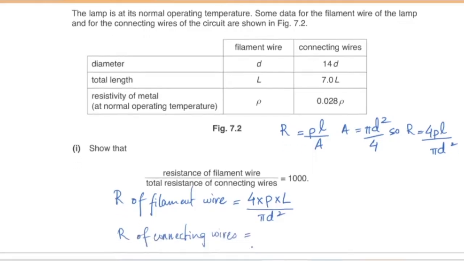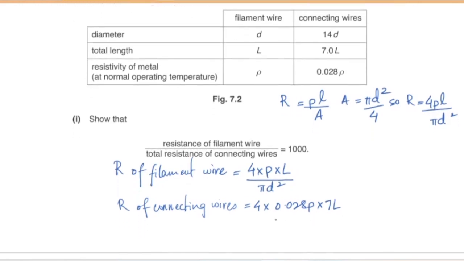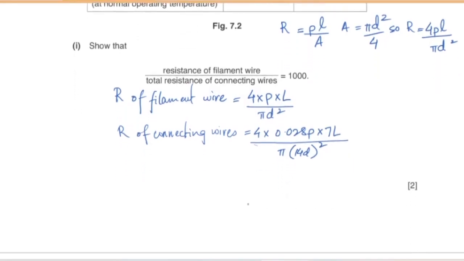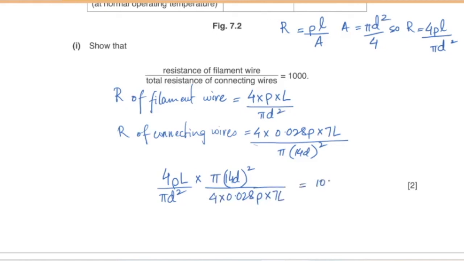is equal to 4 multiplied by their own resistivity, that's 0.028 resistivity, times the total length of the connecting wires, that's 7L according to figure 7.2, divided by pi times the diameter squared. The diameter is 14D, so the whole square. Now the ratio of the resistances is equal to 4 times resistivity times length divided by pi d squared, multiplied by pi times (14D) squared divided by 4 times 0.028 resistivity times 7L. So this leaves us with a ratio of 1000.